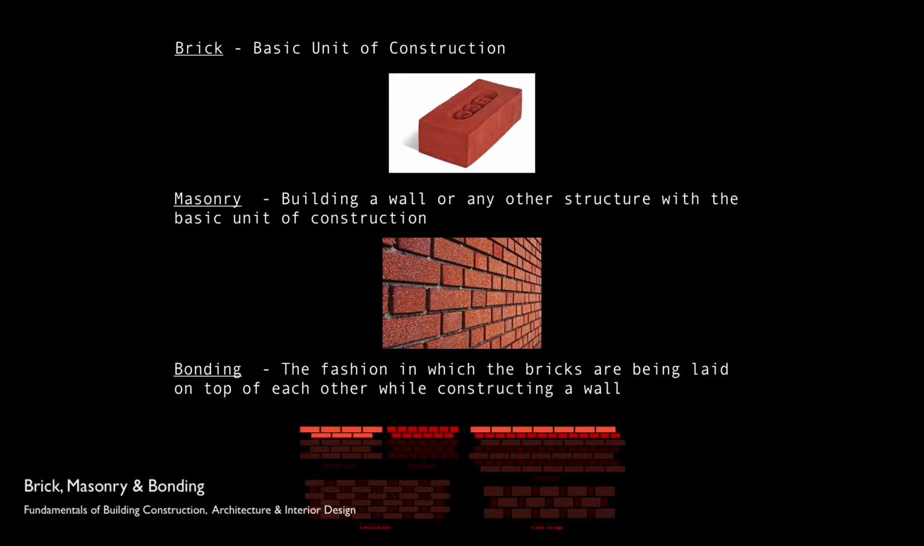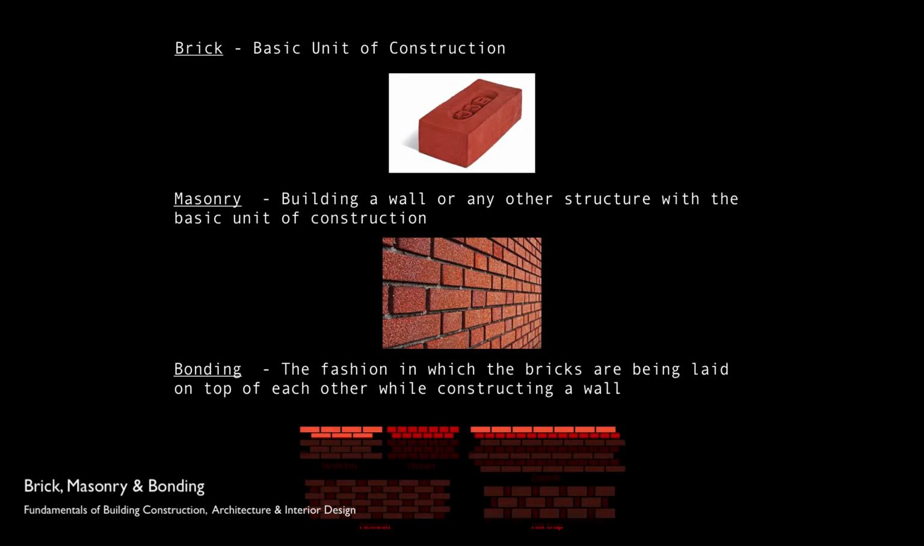Before we move on to the details and specification of brick, let me quickly go through these three very basic concepts. So, number one, what is a brick? Brick is nothing but a basic unit of construction. So, anything that you are using to construct a wall. By anything I mean any kind of module. It can be a brick, it can be a stone, or it can be any other module, any other block. So that module is basically called basic unit of construction.